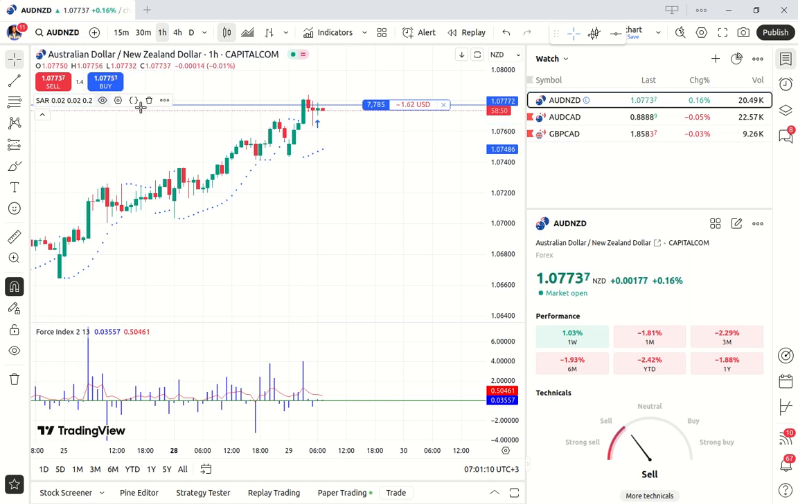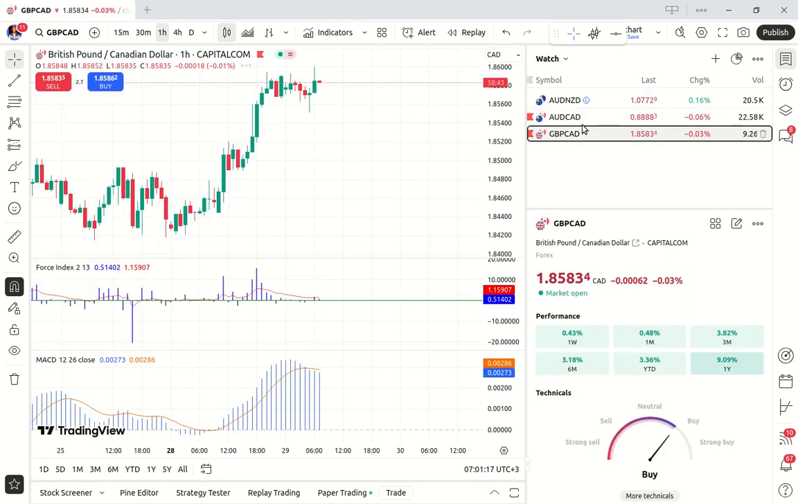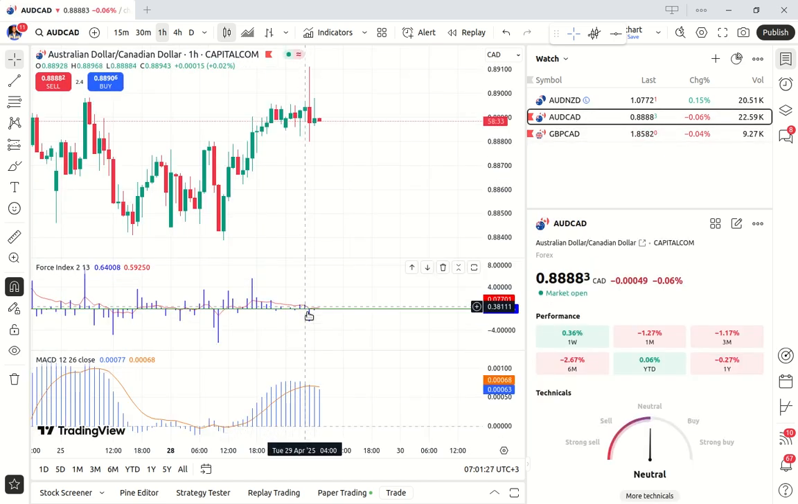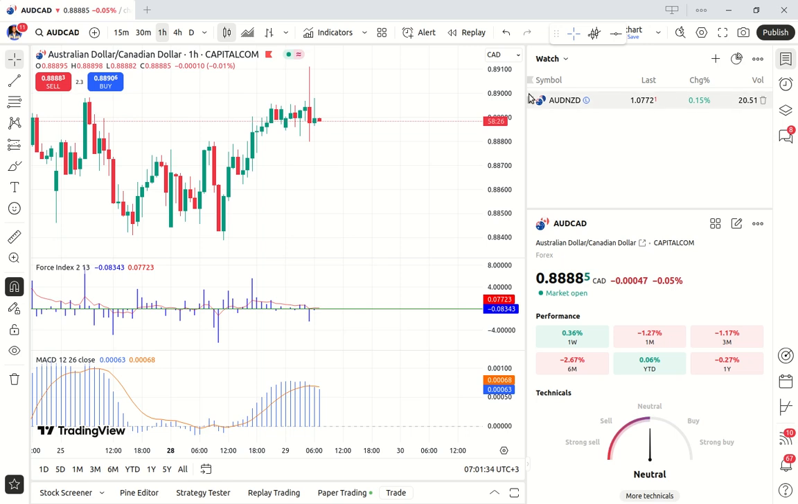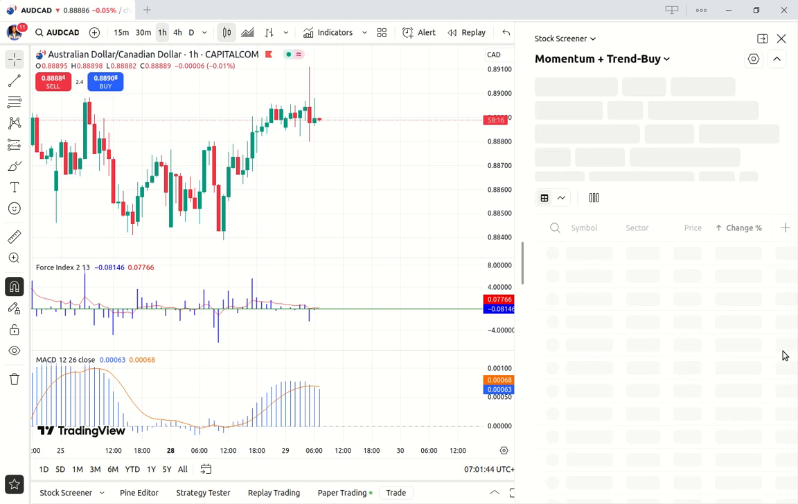But in this case, obviously, I'm still waiting for that cross there. And if it does cross, then I'll look for the entry, right? Somewhere here. All right, so that's for forex. Keep that there. Now let's look at stocks.